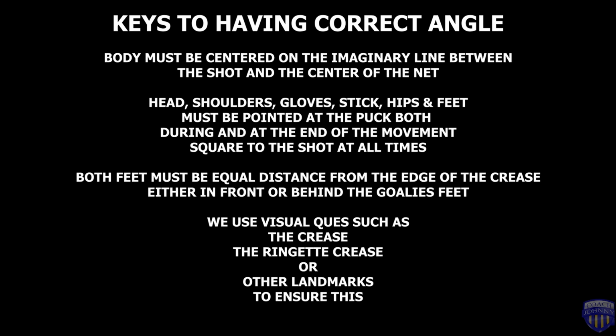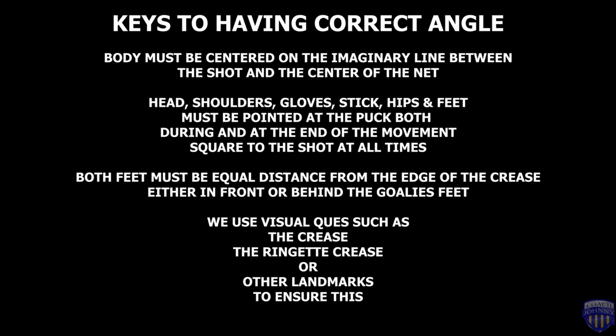Alright, in summary, we have the keys to having a correct angle. The body must be centered on the imaginary line between the shot and the center of the net. Your head, shoulders, gloves, stick, hips, and feet must be pointed at the puck, both during the movement and at the end of the movement. This is to ensure that we are square to the shot at all times. Both your feet must be equal distance from the edge of the crease, either in front or behind the goalie's feet, in order to ensure when we finish our movement we are square.